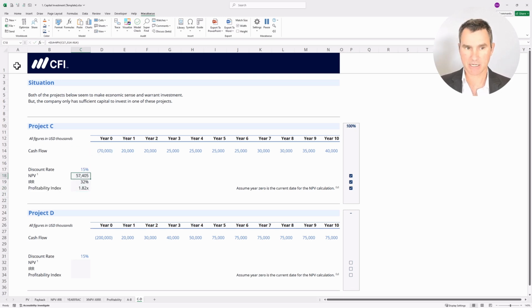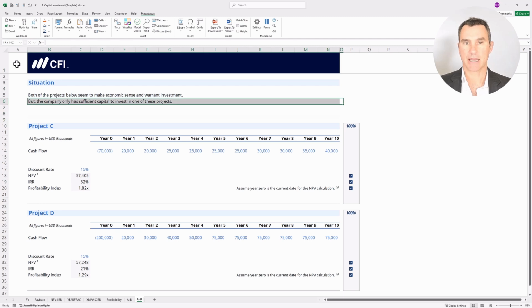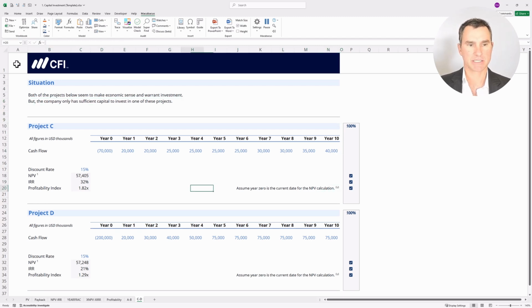Now to save some time, let's take these three formulas, copy them, and paste them down here. We have all the check boxes over here. So now let's analyze the results. Let's remember up here that we said that the company only has sufficient capital to invest in one project. So which one to choose? Well, we can see here that the NPVs are very, very close, almost equal in fact. So we want to look to the profitability index. We can see that both are above 1, but this one is substantially higher. So we would definitely be choosing project C here.